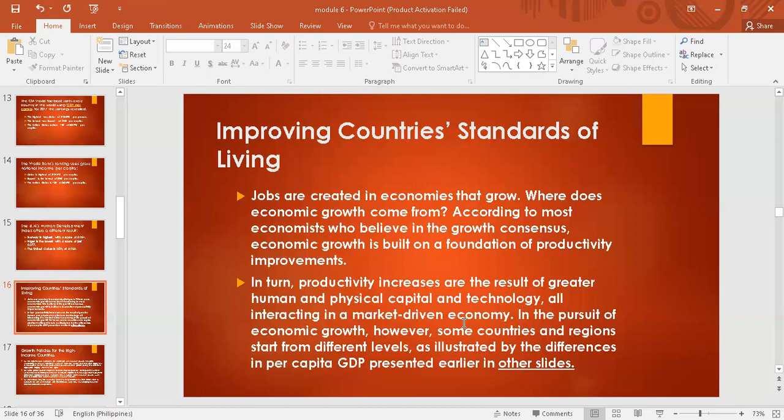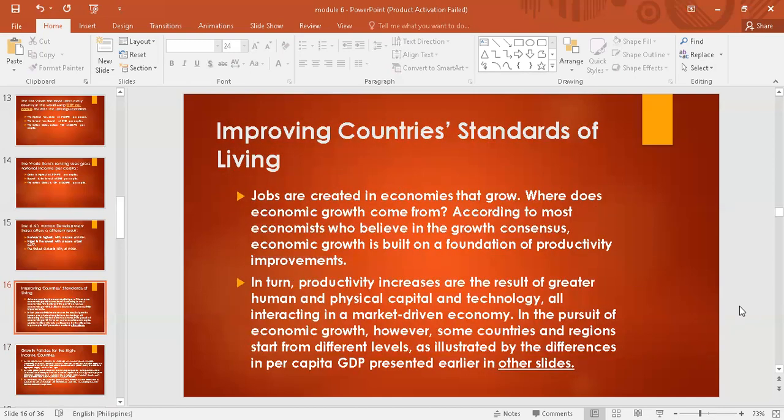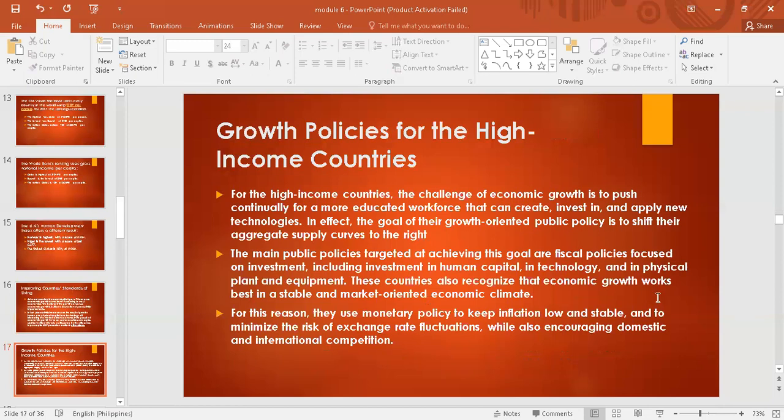In the pursuit of economic growth, some countries and regions start from different levels. Okay? On the basis of this, for the growth policies for high-income countries, yung mga nakabilang sa the north, they're considered to be high-income countries.